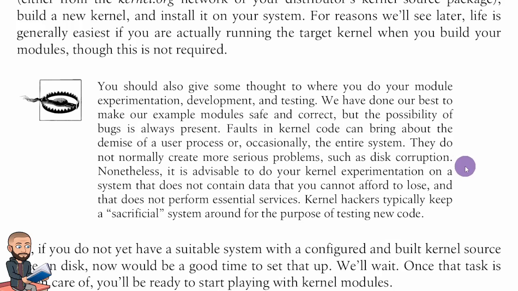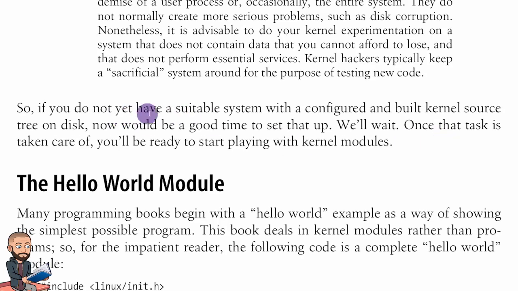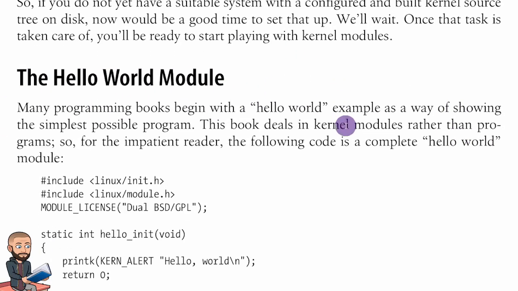Nonetheless, it is advisable to do your kernel experimentation on a system that does not contain data that you cannot afford to lose, and that does not perform essential services. Kernel hackers typically keep a sacrificial system around for the purpose of testing new code. So if you do not have a suitable system with a configured and built kernel source tree on disk, now would be a good time to set that up. We'll wait. Once that task is taken care of, you'll be ready to start playing with kernel modules. And so I'll begin the next video, a part 2, with the Hello World module.